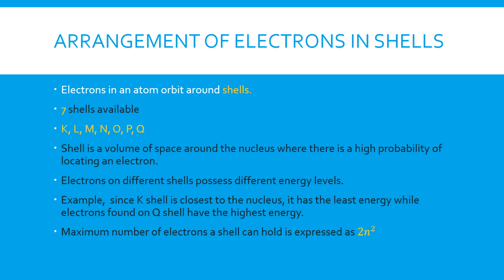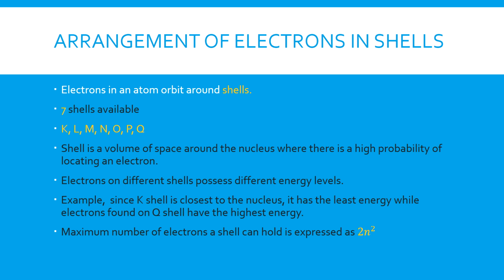Okay, and actually there are 7 shells that are available. So we have the K shell, the L shell, the M shell, the N shell, O, P, and Q. So you know that K, L, M, N, O, P, Q. Okay, so there are 7 shells we have.